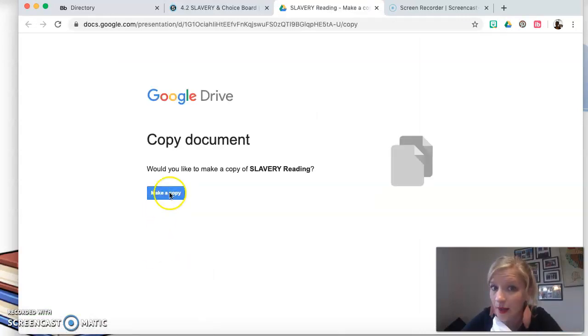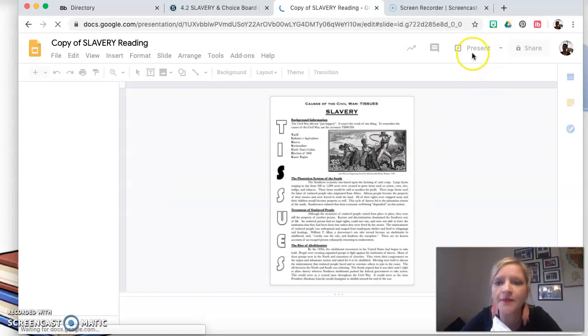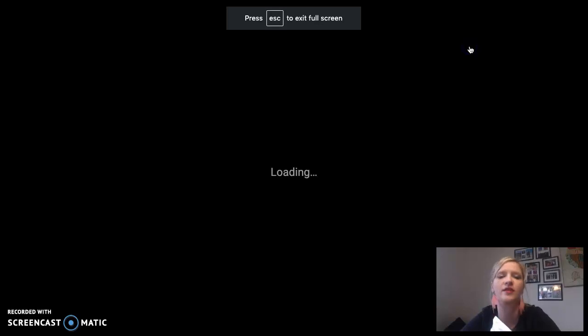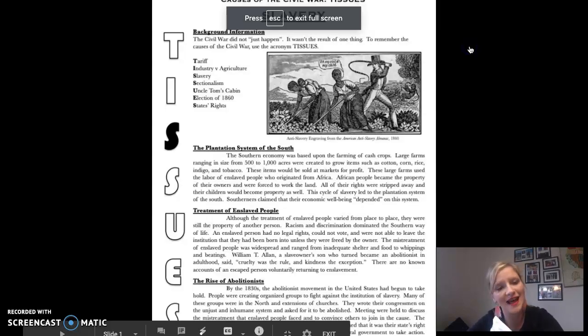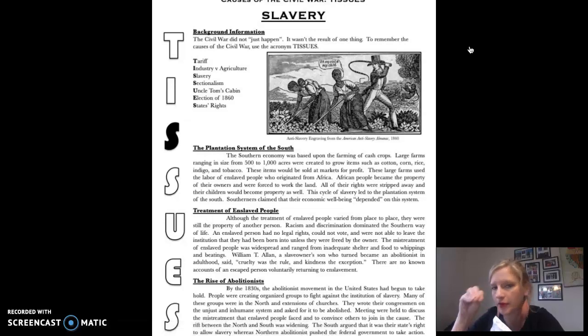Okay, I've got to copy it just like before. If your copy doesn't pop up right away, go to your Google Drive. It should be in there. And here we go. Now, I know in our TISSUES, if we look right down at the side, we see that there are 3 S's. It doesn't really matter what order you do the S's in as long as you cover all 3.